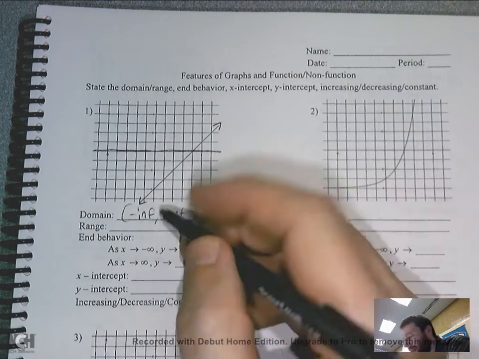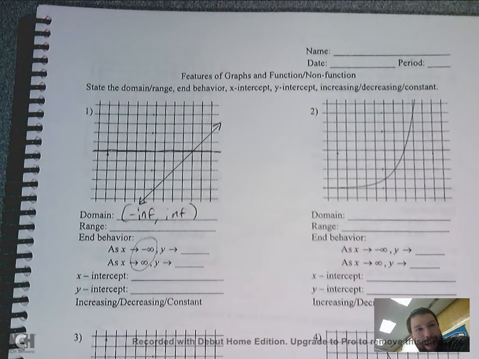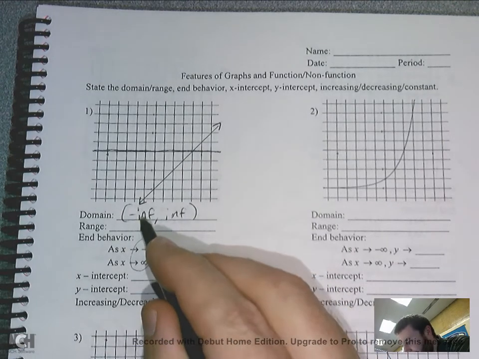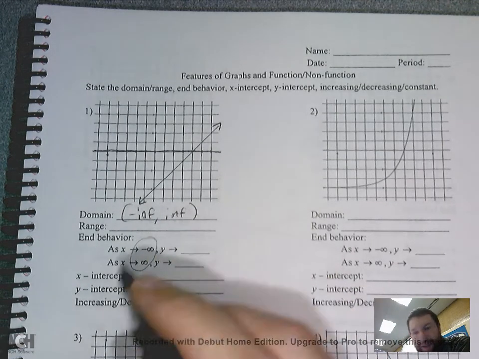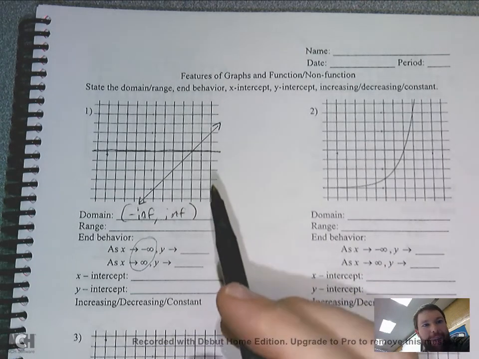Okay? And also, just remember, if you ever see a question asking for end behavior, the domain has to be negative infinity to infinity, or else you can't answer that question. So, easy points, right?